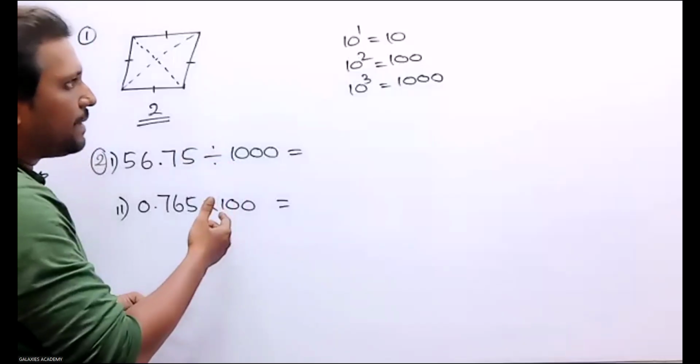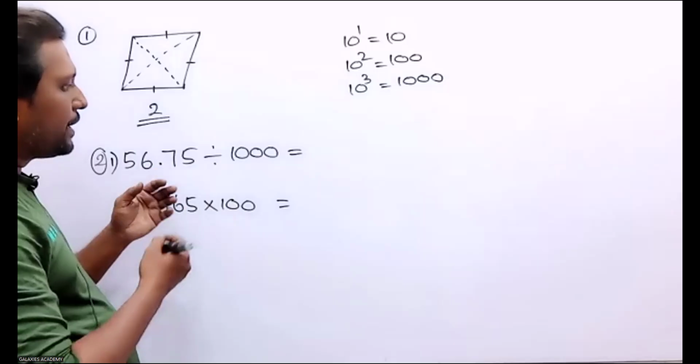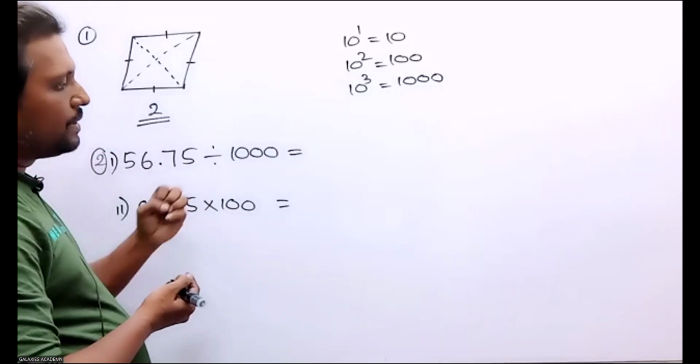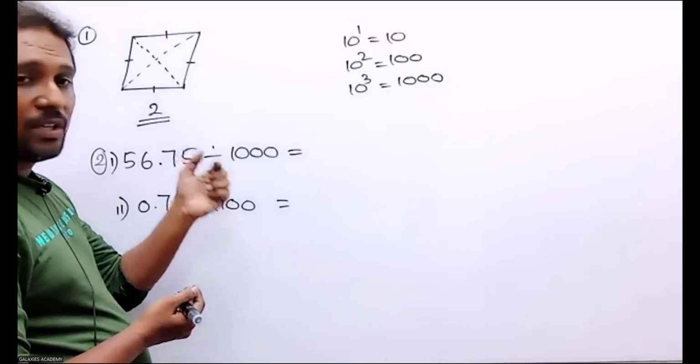When you divide by powers of 10, you have to take this decimal point towards your left hand side. The number of places is equal to the number of zeros of this power of 10.